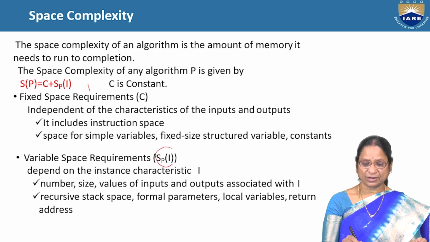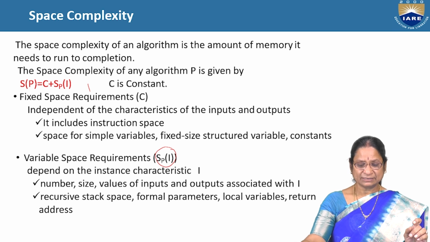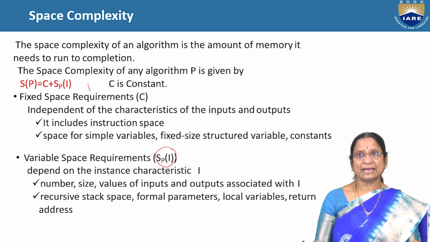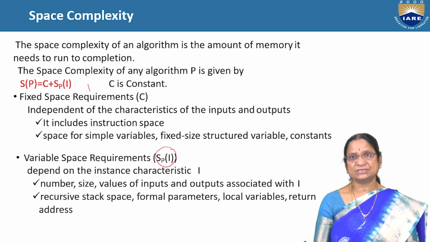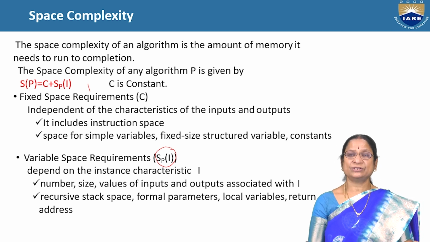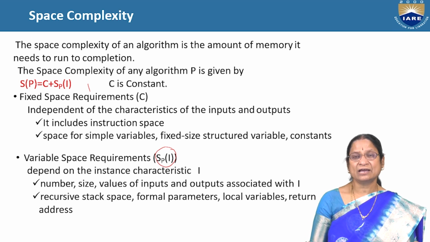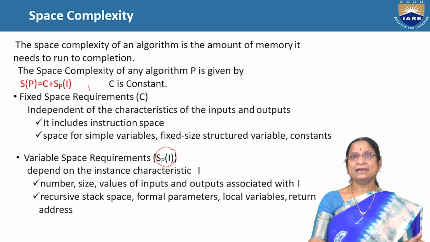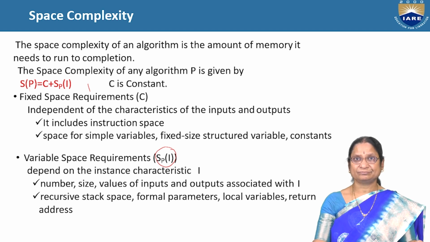That is SP of I, instance of the input actually. So that's why it depends upon the instance of the characteristic I. What is I? I is an input actually. And the number, size, values of inputs and outputs are associated with this I. And also in addition to that, depending upon the algorithm, some stack space can be used. For example, recursive algorithms, or some other algorithms, internal stack space is going to be used. Formal parameters, local variables, and return addresses. All these are going to be used in our algorithms. All these are considered under SP of I.